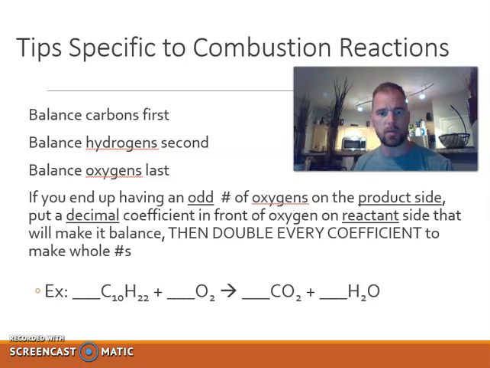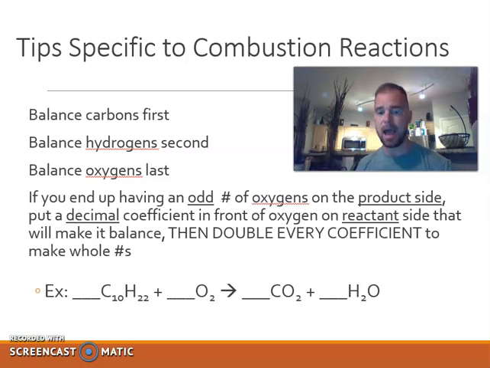So when you get to a combustion reaction, here's my recommendation. Balance the carbons first, then balance the hydrogens second, and finally balance the oxygens last. A good way to remember that is it just goes in alphabetical order, C, H, and O. Now, sometimes as a result of that, you're going to end up having an odd number of oxygens, and you're going to get yourself into a predicament.